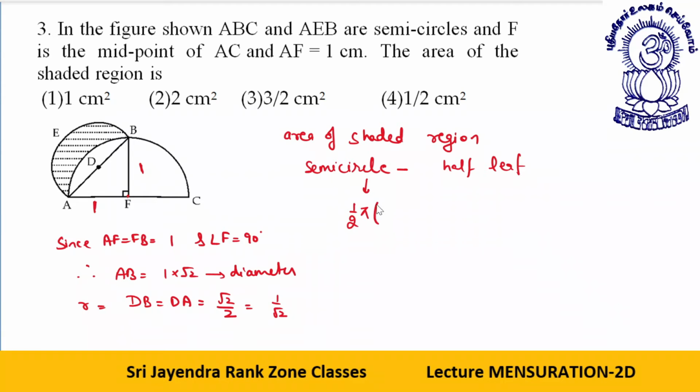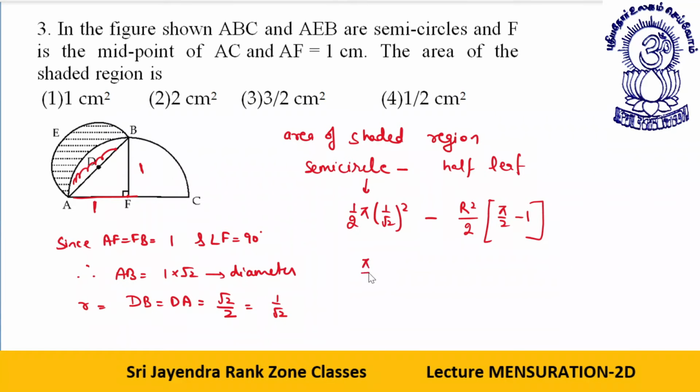Area of semicircle is half pi r square minus half leaf. Half leaf is r square by 2, but for this half leaf the radius is r. Minus r square by 2 pi by 2 minus 1. For this particular leaf, the radius is 1. So half pi r square minus r square by 2 pi by 2 minus 1.